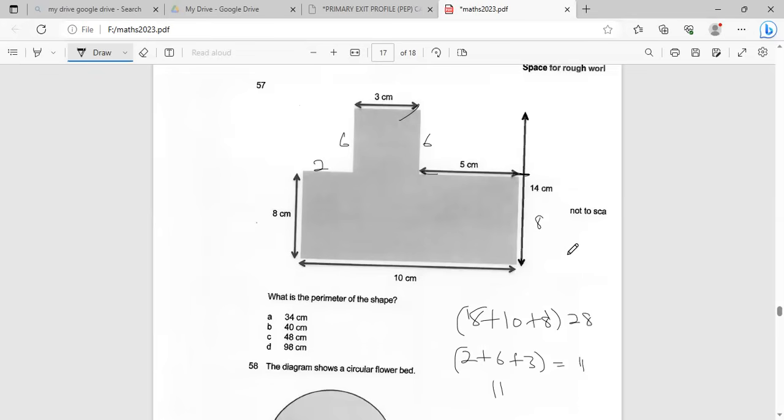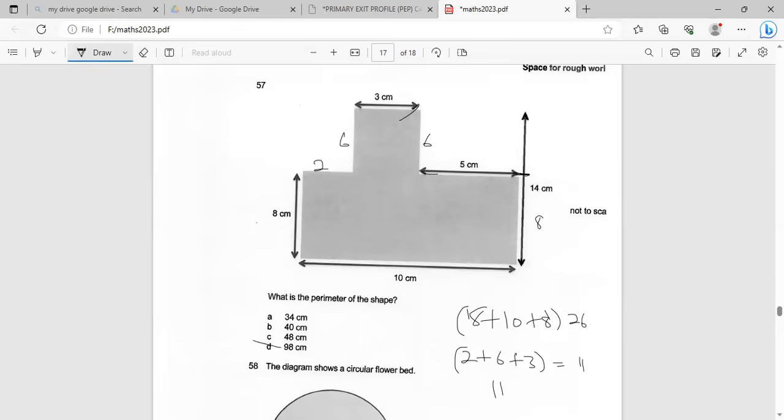Let me see, 28 plus 22. 8 and 8, 16. No, 16. So it's going to be 16 plus 22, which is 48.